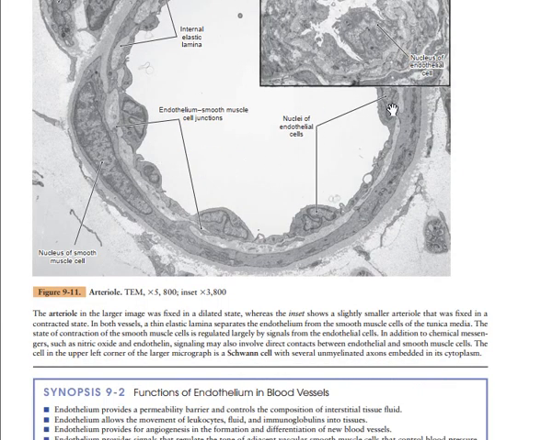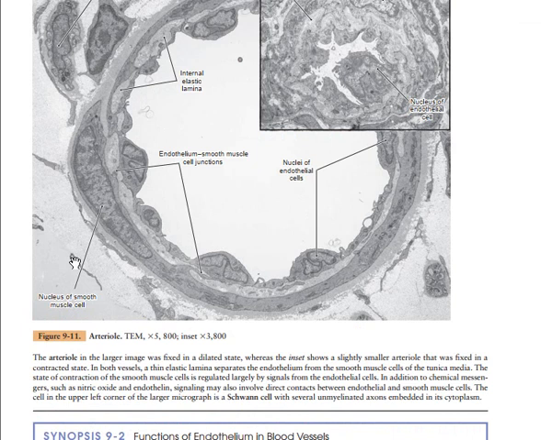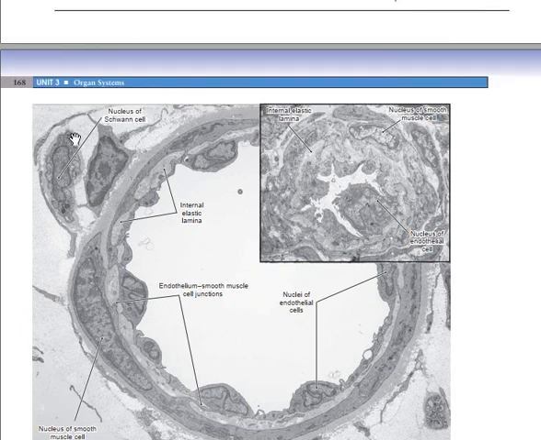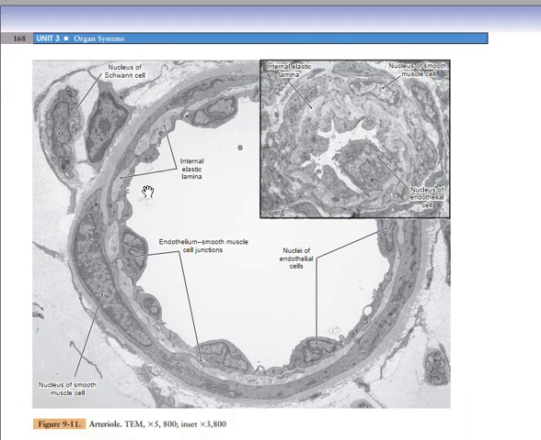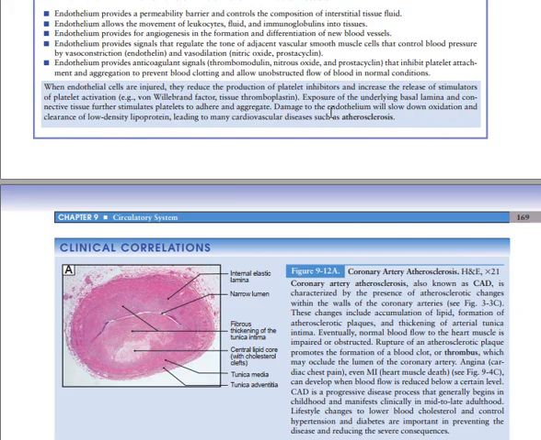You have the nucleus of the endothelial cells here, and then the nucleus of the smooth muscle, with the nucleus of the Schwann cells. The Schwann cells, which are overlying the nerve that is going to supply the arterioles, are these ones. Now this diagram shows the arteriole in a relaxed state. This is the internal elastic lamellae. You can visualize the nucleus of endothelial cells and the nucleus of the smooth muscles.